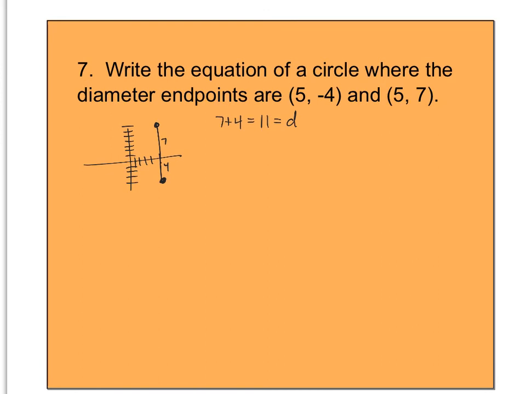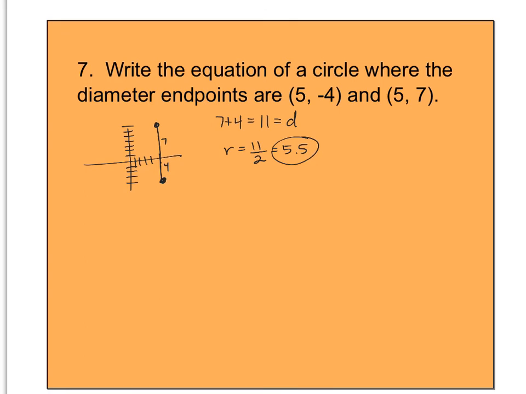If you know the diameter, how do you get the radius? Well, the radius should be 11, take it in half, or divide it by 2. So the radius is 5.5.